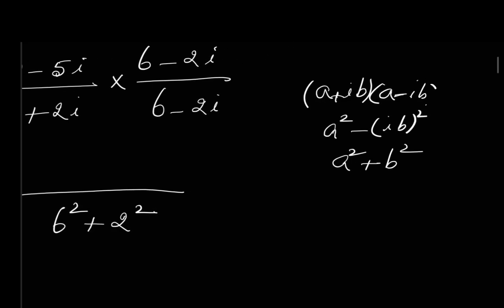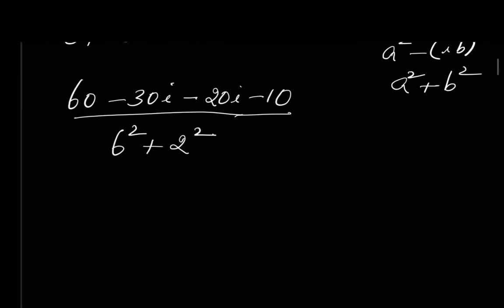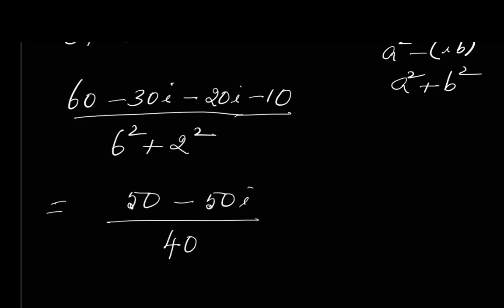Then simplify the numerator term here. 10 times 6 is 60. With 6 I multiply both the numbers. Minus 30i. Minus 20i. Minus into minus is plus, i squared is minus 1. Minus 5 twos are 10. 6 squared is 36 plus 4 is 40. Denominator 40, and the real part here, 60 minus 10, is 50. Minus 50i. 30i minus 20i is 50i.